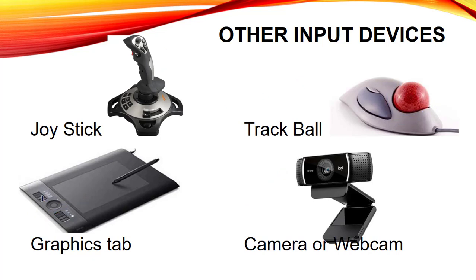Next we have this graphic tab. As I told you earlier, nowadays we don't use the light pen. So instead of a light pen, we can use this graphics tab for writing on a display. Suppose I have to write something, so for writing that I can use a graphics tab. Then next we have a camera or a webcam. For video conferencing or for recording yourself, you can use a camera or any webcam, and it is also a type of input device.